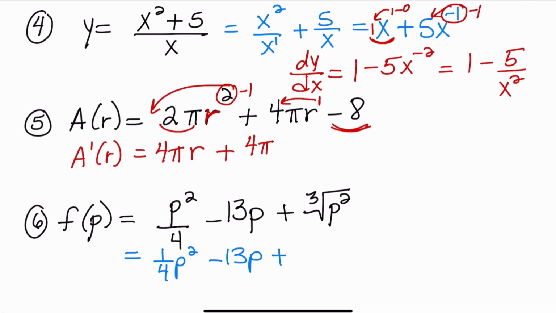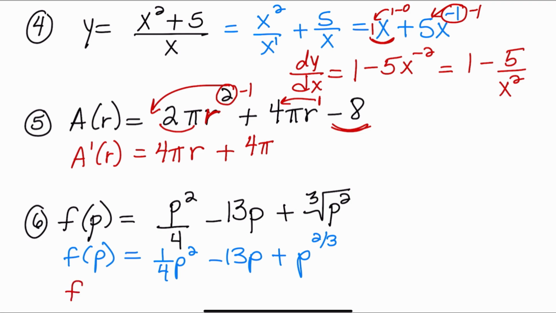Plus, now I'm going to rewrite this as p to the 2/3 power. So once again, I have not taken the derivative just yet. All I am doing is rewriting the problem so that now I have exponents so that I can apply the power rule. So be careful with that. Now I can go ahead and take the derivative.